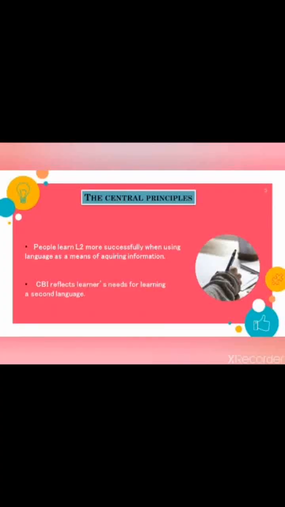The central principles. The content-based instruction is based on two principles. The first one, people learn the second language more successfully when using language as a means of acquiring information, and that is true. And the CBI reflects learners' needs for learning a second language, and according to the principles of CBI, leads to learning language effectively.